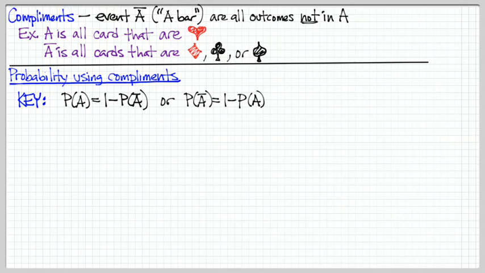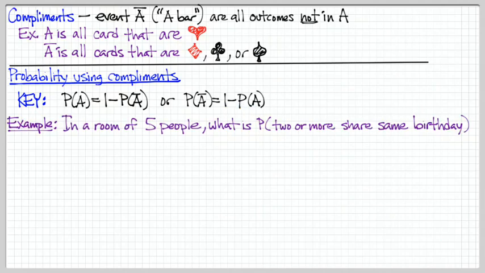How can we use this now? This concept is very powerful because we could say that the probability of event A happening is equal to 1 minus the probability of its complement happening. Or equivalently, we just algebraically move things around. The probability of the complement of A happening is 1 minus the probability of event A happening itself.